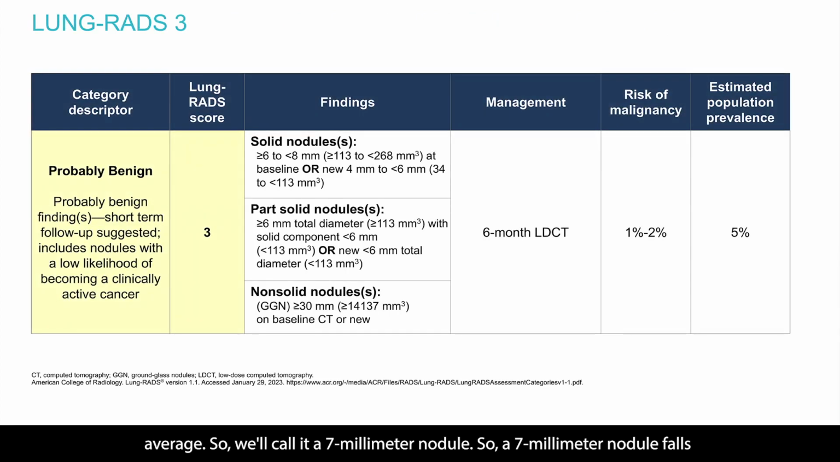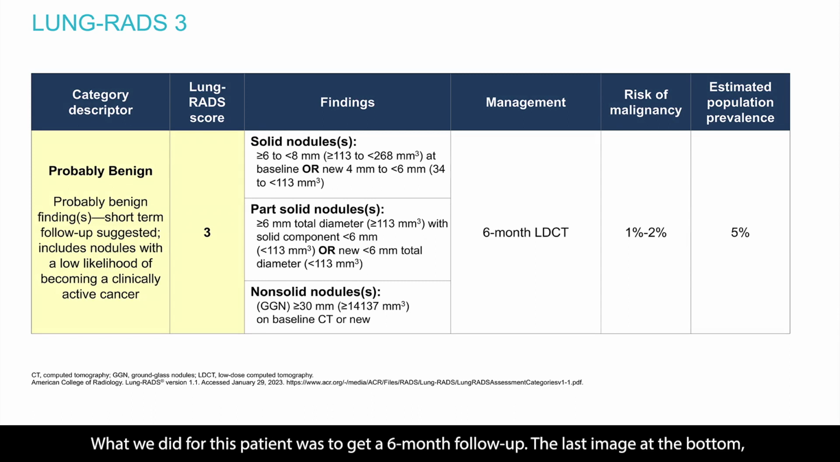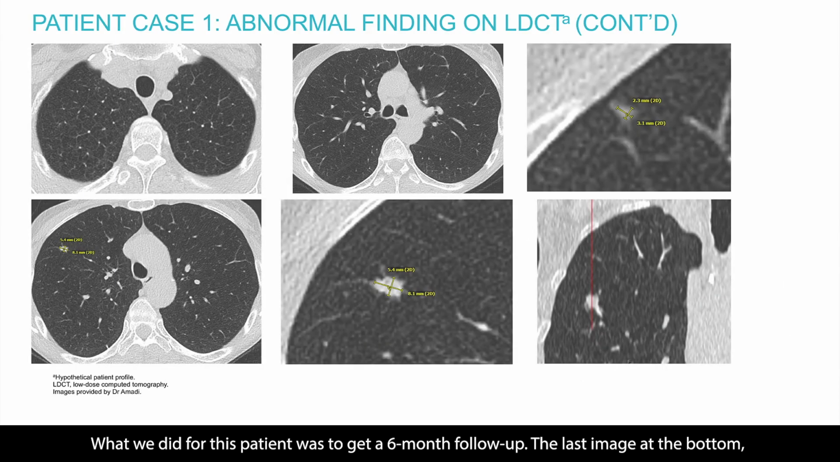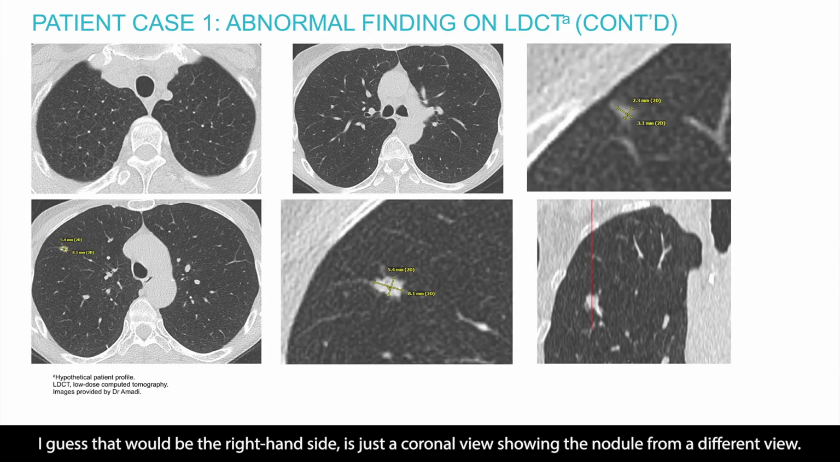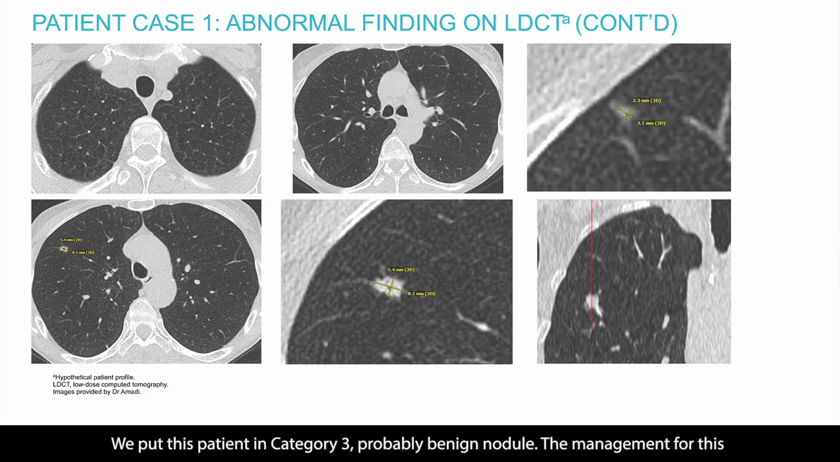So a 7 millimeter nodule falls into Lung-RADS 3. It's probably benign, the 7 millimeter nodule. What we did for this patient was to get a 6 months follow-up. The last image at the bottom, I guess that would be the right-hand side, is just a coronal view showing the nodule from a different view. We put this patient in category 3, probably benign nodule.